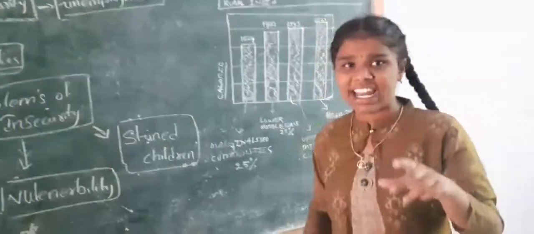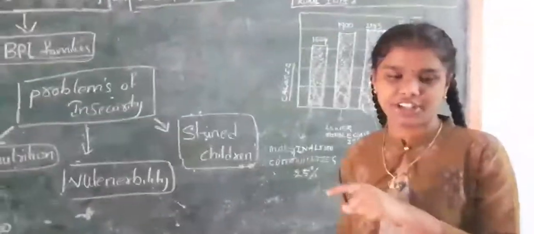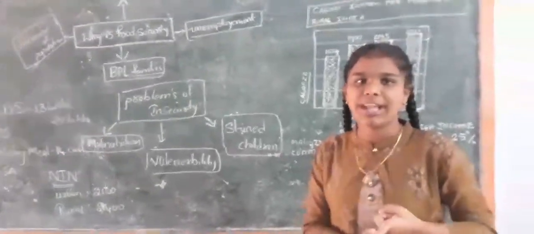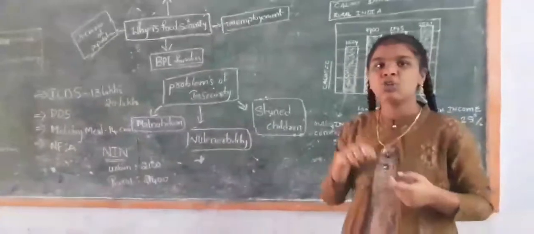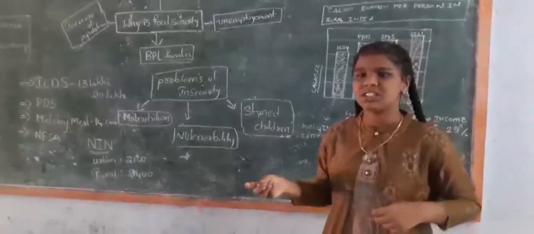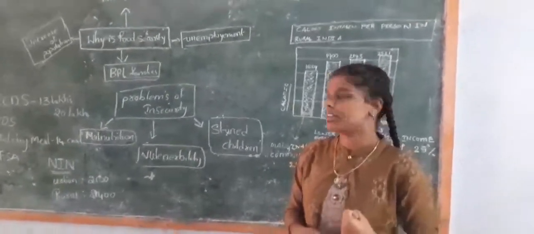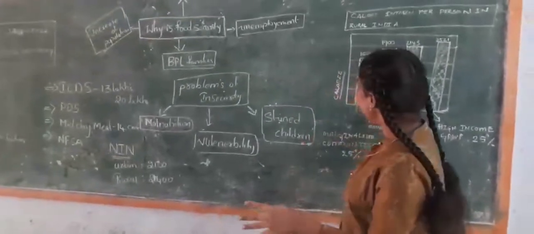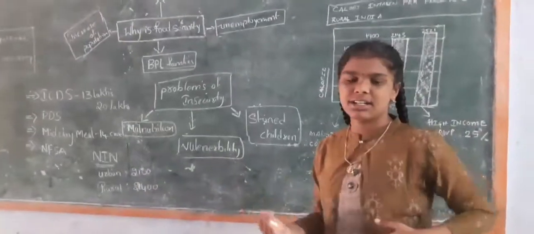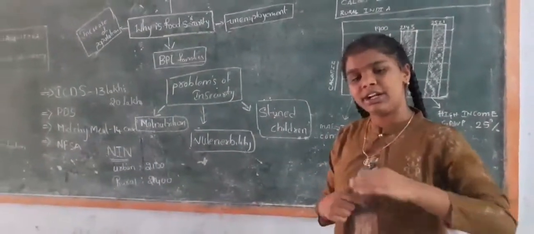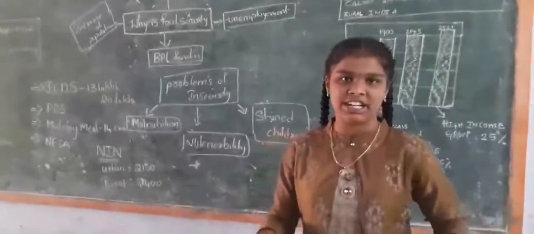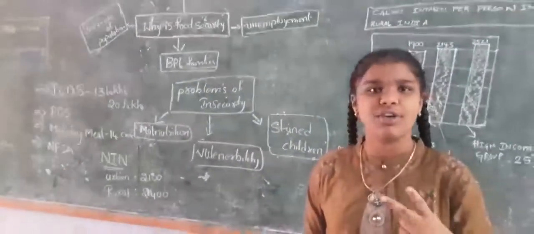But according to NIN, the National Institute of Nutrition, urban area people should take 2100 kilocalories per day, and rural area people should take 2400 kilocalories per day, because they are doing more work, they need more nutrition. Up to now we have discussed the problems of food security. Now let us discuss the solutions for food security. I think there are only two solutions for food security.